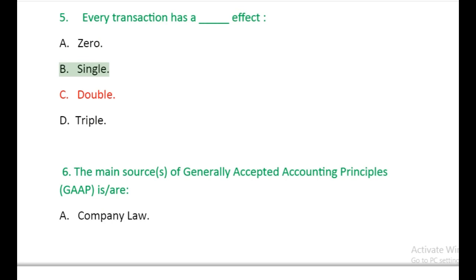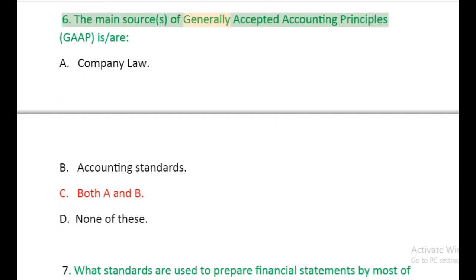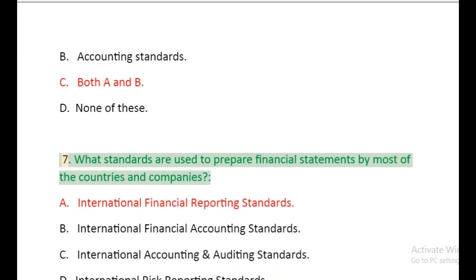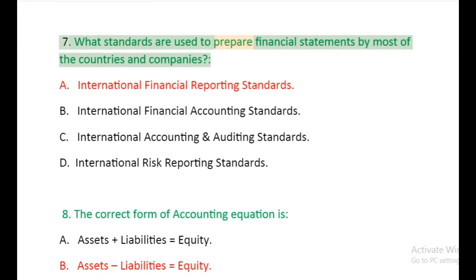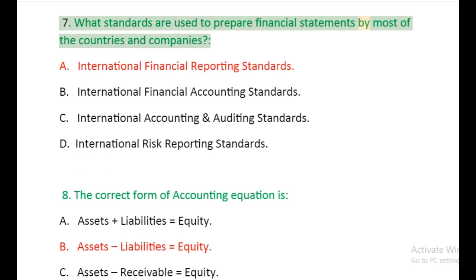Zero, B. Single, C. Double, D. Triple. 6. The main source of generally accepted accounting principles is A. Company law, B. Accounting standards, C. Both A and B, D. None of these. 7. What standards are used to prepare financial statements by most of the countries and companies?